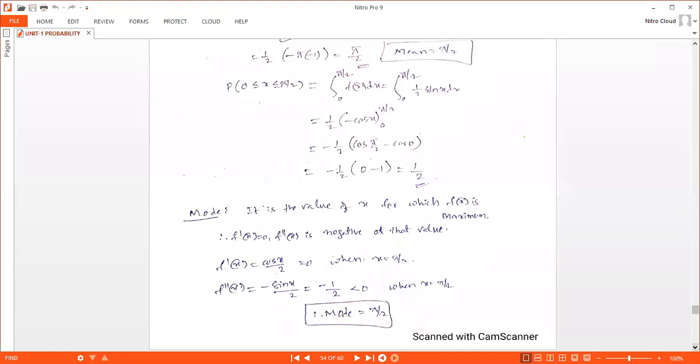So f dash x value is 0 and f double dash x is less than 0, a negative value, for x equal to pi by 2. So you can take that x value as mode here. So mode is pi by 2.